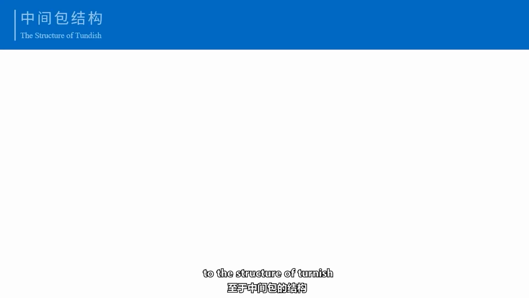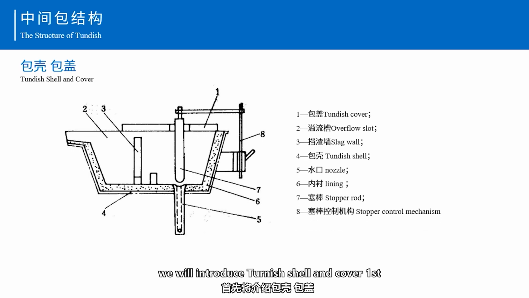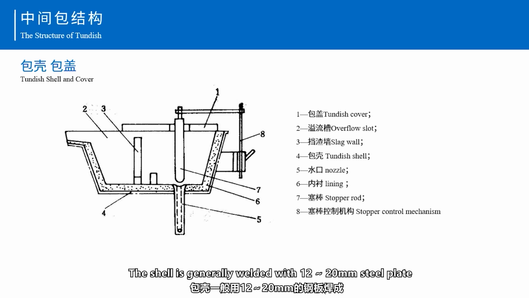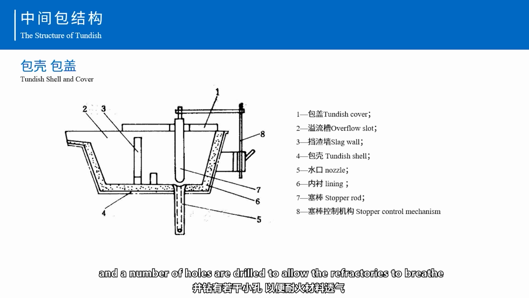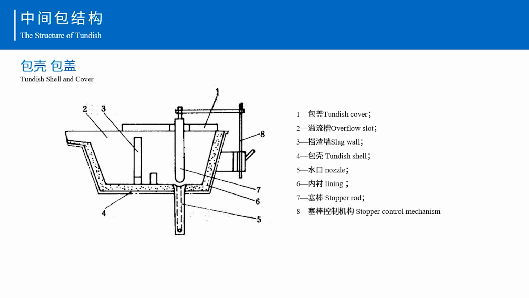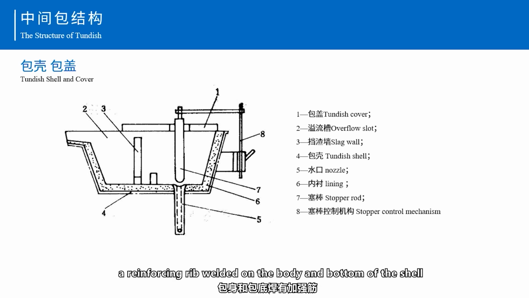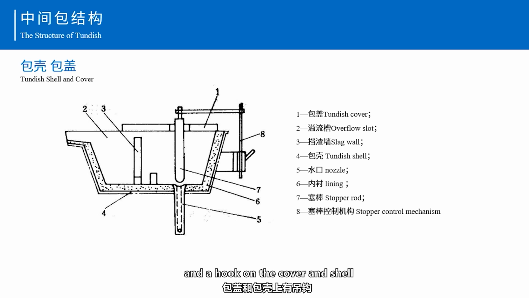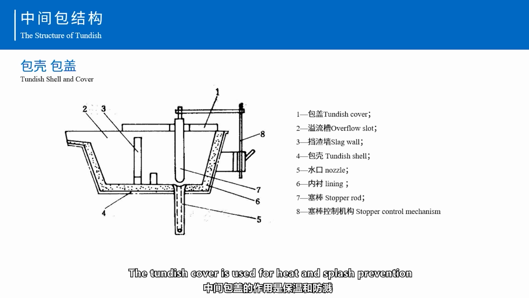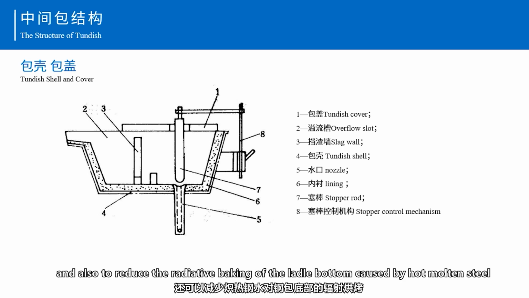For the structure of the TUNDISH, we will introduce the TUNDISH shell and cover first. The shell is generally welded with 12 to 20 mm steel plate, and a number of holes are drilled to allow the refractories to breathe. The shell has a certain taper, an overflow slot at the upper mouth, an oblique angle at the lower edge, reinforcing ribs welded on the body and bottom of the shell, and hooks on the cover and the shell. The TUNDISH cover is used for heat preservation and splash prevention, and also to reduce the radiative baking of the ladle bottom caused by the hot molten steel.